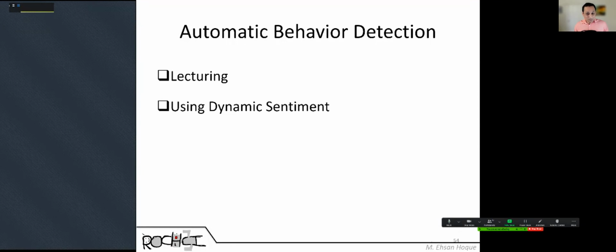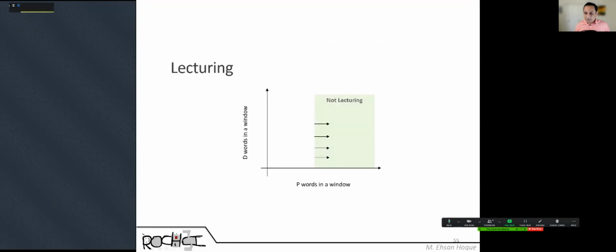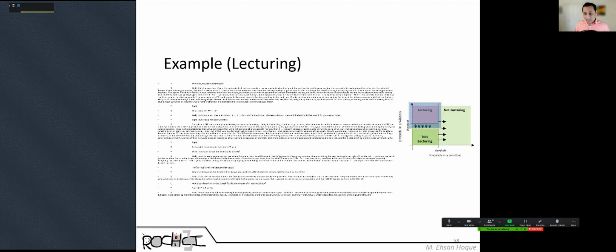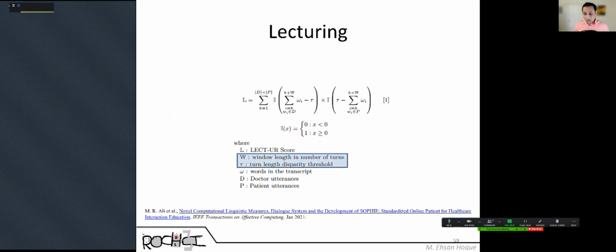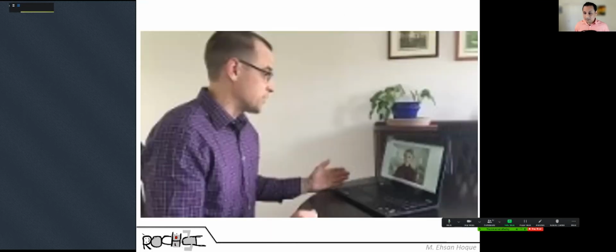So this was intuition, but we were able to validate this in our data. We also noticed that when the doctor used dynamic sentiment in their transcript, the way they speak, positive in the beginning and then positive as well at the end, the communication, the information was transferred. I had some slides here on the algorithmic contributions of how we get lecturing, but I'm going to skip all that and perhaps just give you a live demo of how we do this.